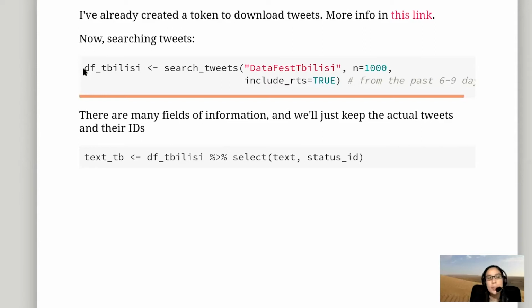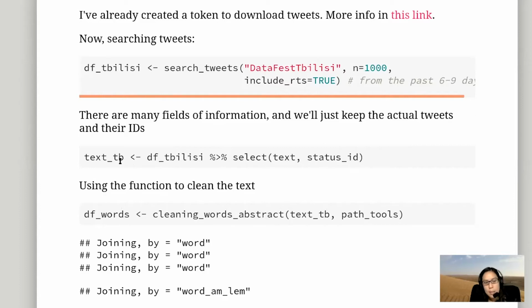If you use this, you're going to see that there are so many fields. You get a data frame with so many columns that it's just too much. So for our own interest in this example, we're just going to keep the actual tweets and the ID of the tweets. The tweets are in a column called text, and the IDs are in a column called status ID. So we just keep those two columns in a data frame called text_tb.